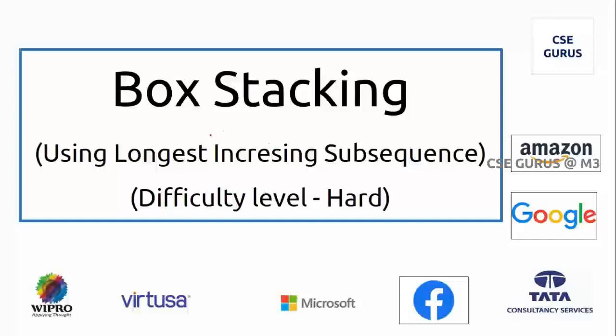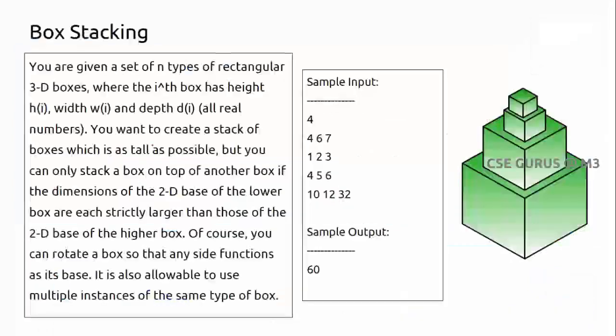Of course, this is a box stacking problem. We'll see what the problem statement is. You are given a set of n types of rectangular 3D boxes, where the ith box has height hi, width wi, and depth di. So height is there, width is there, depth is there. If you are confused about depth, you can take it as length and width, or length and breadth, and also height.